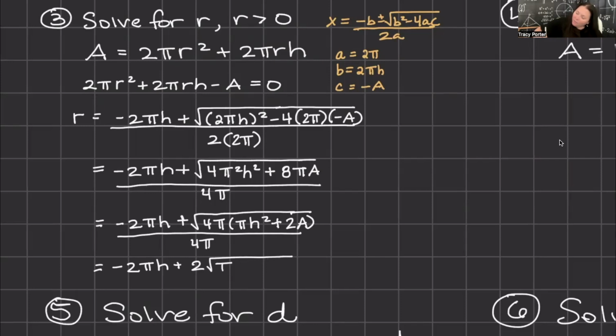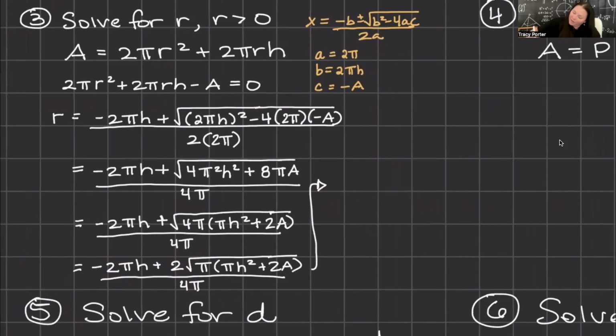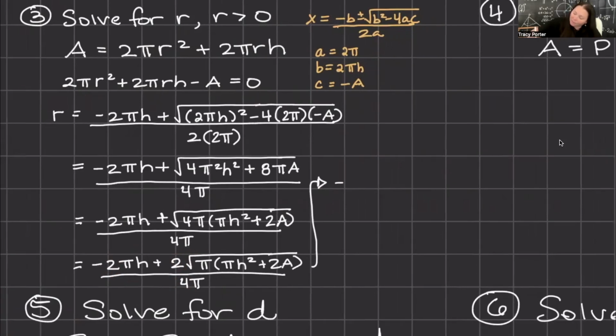And so you have a pi times a pi h squared plus 2a. And then everything is divided by 4 pi. And then every one of these terms is also divisible by 2. So we can write our final simplified answer like this. We'll divide everything by 2.